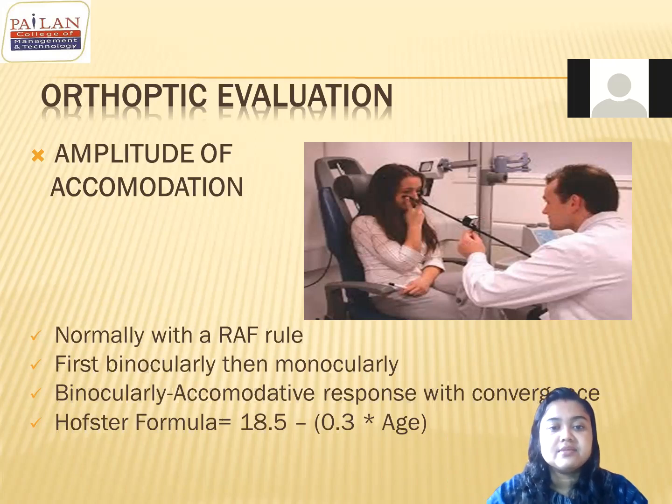You can see in this diagram the examiner sitting. He is placing the RAF ruler like this, with the end which fits on the nose, at the nose. Then he gives the patient some targets, written in letters like in the near vision book we have seen. So any such target is given for measurement of amplitude of accommodation.